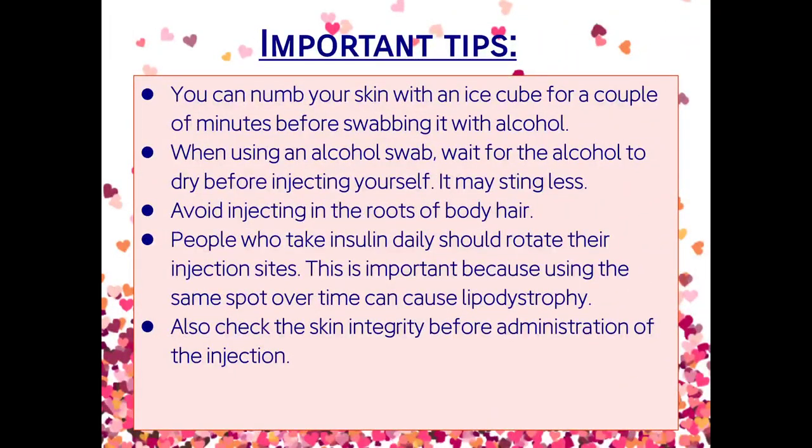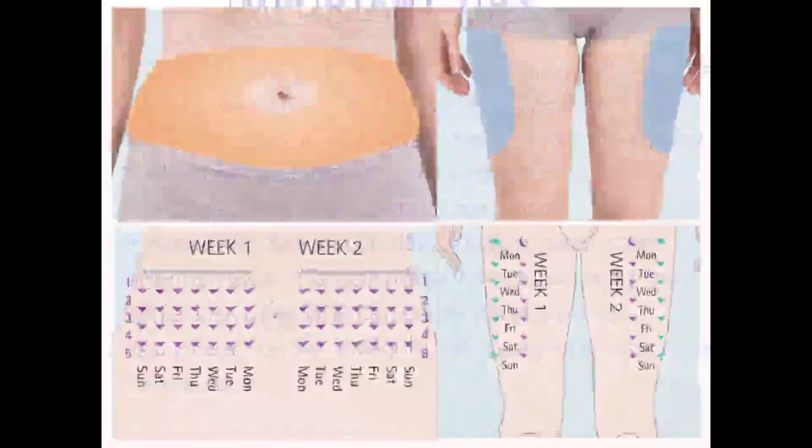Important tips. You can numb your skin with an ice cube for a couple of minutes before swabbing it with alcohol. When using an alcohol swab, wait for the alcohol to dry before injecting yourself. It may sting less. Avoid injecting in the roots of body hair. People who take insulin daily should rotate their injection sites. This is important because using the same spot over time can cause lipodystrophy. Also check the skin integrity before administration of the injection.